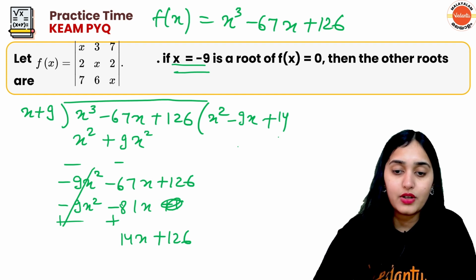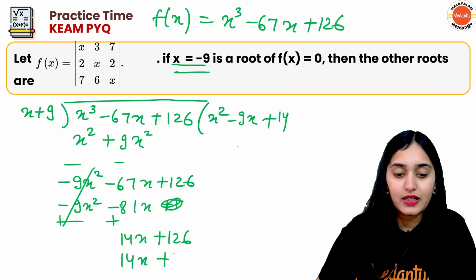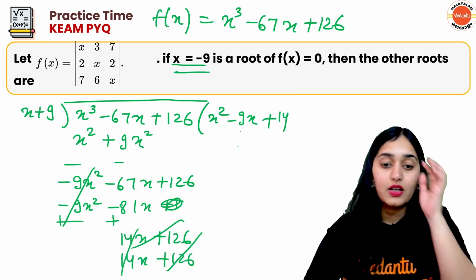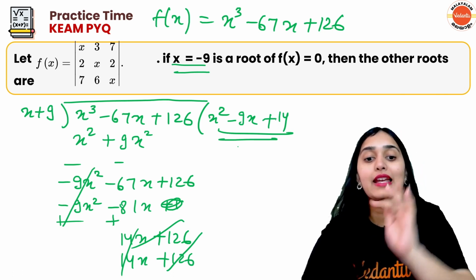So here it is 14. So when you multiply, 14x plus 126 is 0. So this is what we are getting: x square minus 9x plus 14.